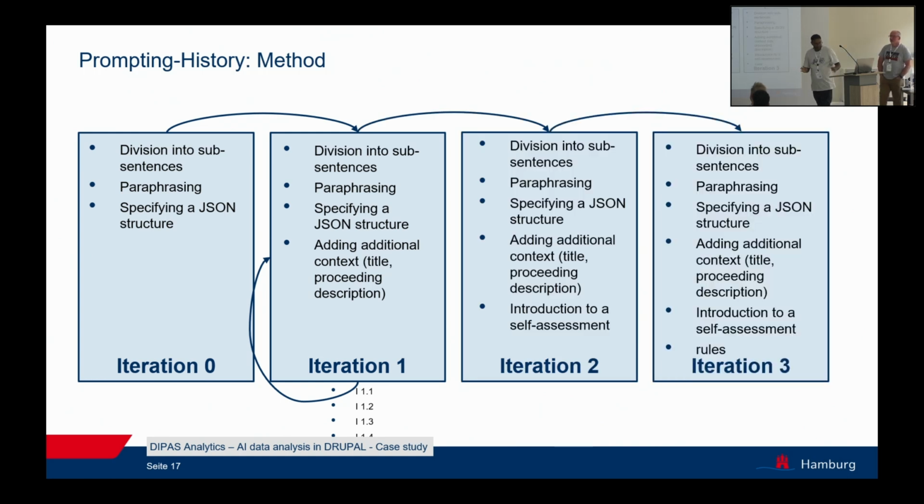And at least we came up with this, so actually I think it's half a page of prompt, where we say, okay, here's the contribution, divided in some kind of sub-sentences, do a paraphrasing, specify a JSON structure, this is only for the output, and added additional context, like the proceeding description, because we have seen that the proceeding description was good for the model. But there was also some kind of interaction, because the proceeding owners usually only type in for the proceeding description something like it starts at this date and it ends at this date, but no real context about the proceeding.